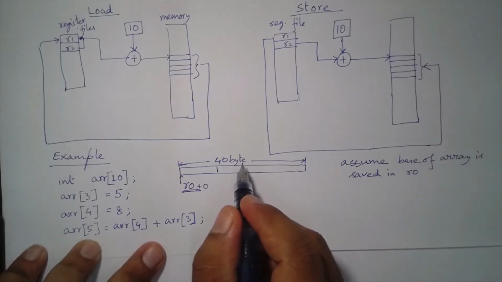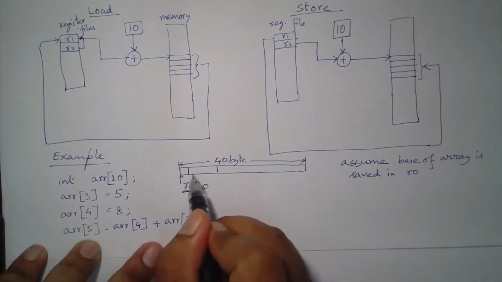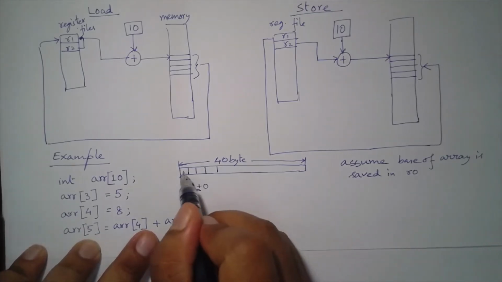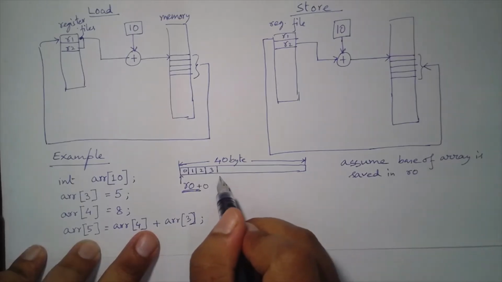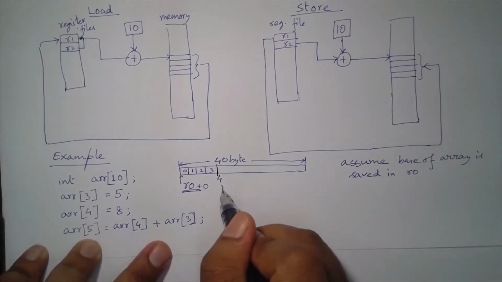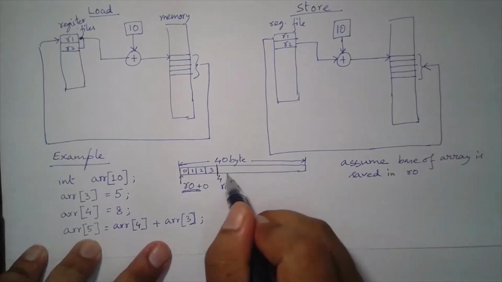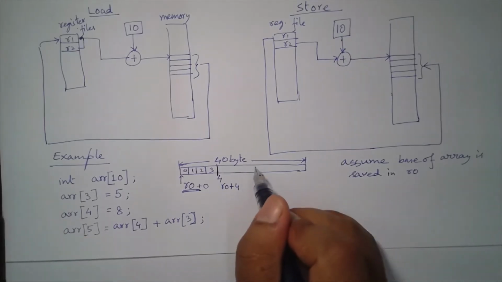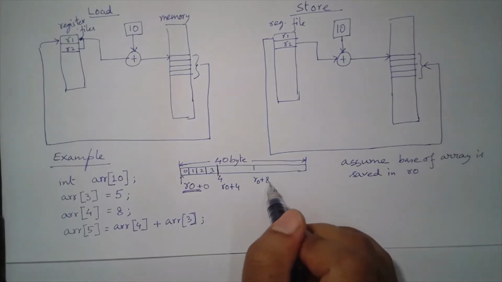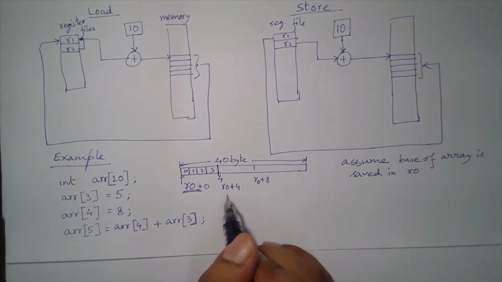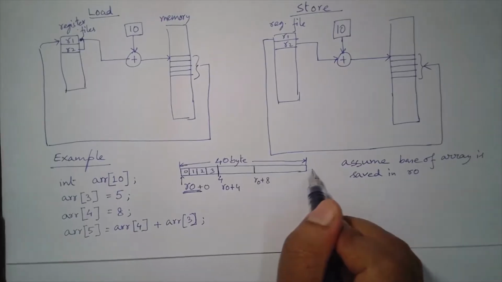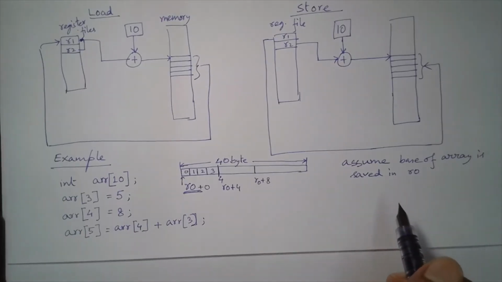The second element will be, so basically this is 1, 2, 3 and 4. So basically let's say 0, 1, 2, 3. So this is the location where the second array will start. So what will be the address? That will be R0 plus 4. Similarly, what will be the address of the third element? It will be R0 plus 8 and so on. So you see that because of this base offset addressing mode, we can very easily find out where the different elements of the array will be.